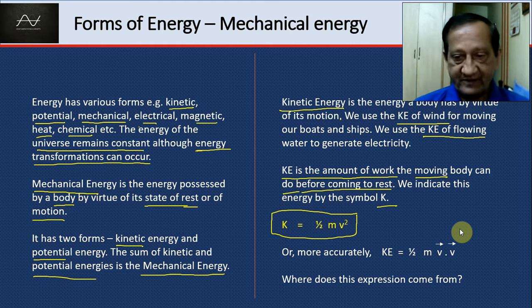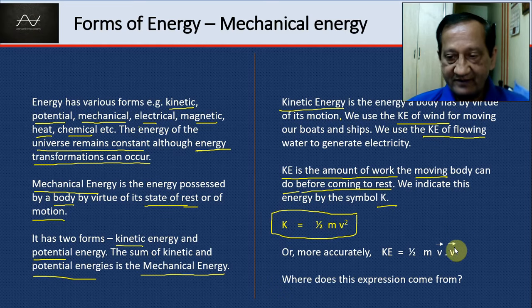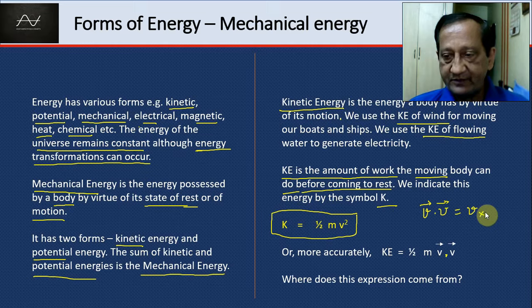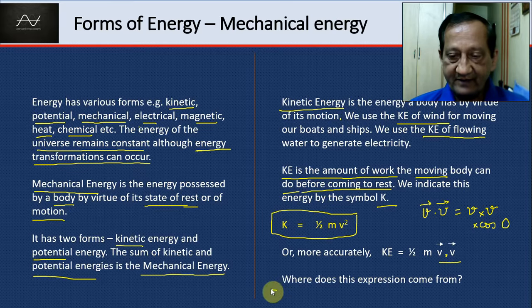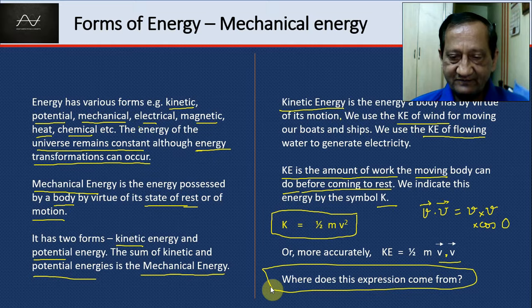Half mv square. More accurately, it is v dot v, because if we do v dot v, what does it mean? Magnitude of the first vector into the magnitude of the second vector into the cos of the angle between them. Obviously, that angle is zero, so that is v square. So v square is v dot v. Where does this expression come from? Let us see that.